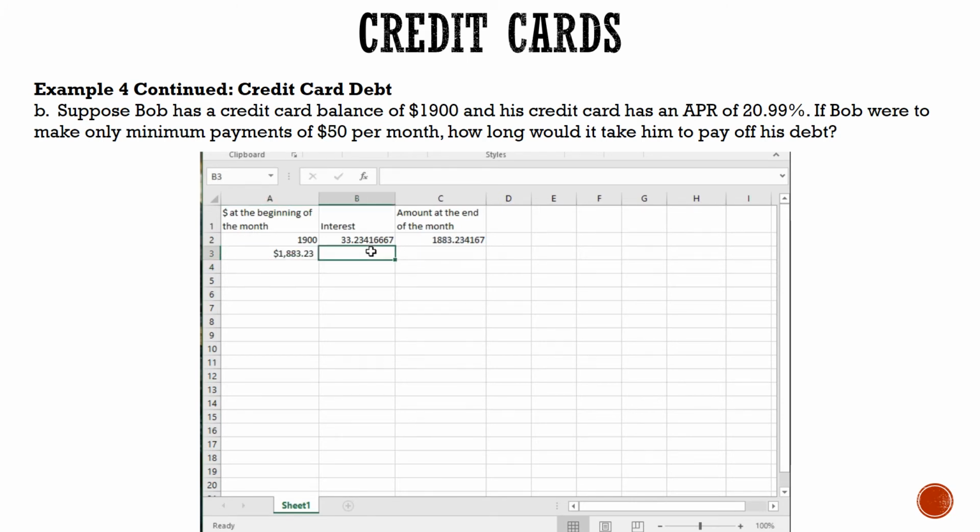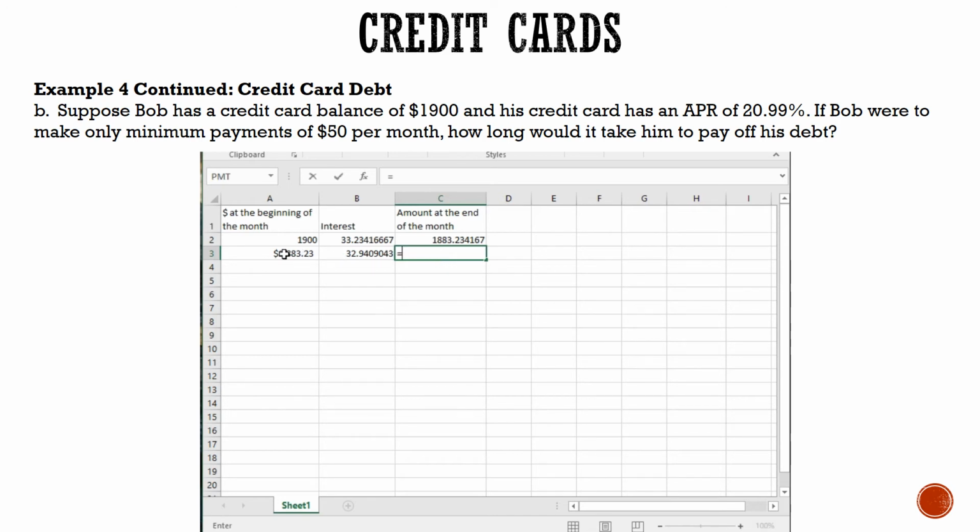And then the amount of interest we're going to have, again, is going to be equal to the amount at the beginning of the month, $1,883.23. That's going to be multiplied by our interest rate, 0.2099, divided by the number of payments we're making each year. Close that, and so that'll be our amount of interest. In this case, we'll have $32.94.